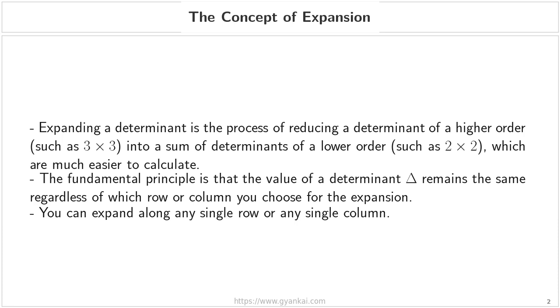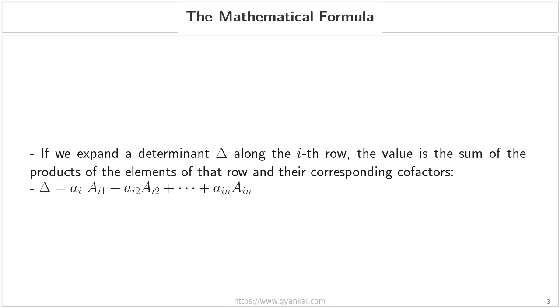Now that we've refreshed our memory on what minors and cofactors are, let's talk about the core concept of expansion. The mathematical formula. If we decide to expand a determinant, which we denote by the Greek letter delta, along the ith row, the value of that determinant is found by taking the sum of the products of each element in that specific row and its corresponding cofactor. Mathematically, we express this as delta equals a sub i1 times A sub i1, plus a sub i2 times A sub i2, and so on, continuing through to a sub in times A sub in.